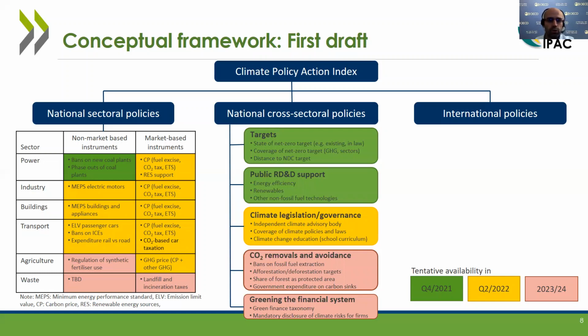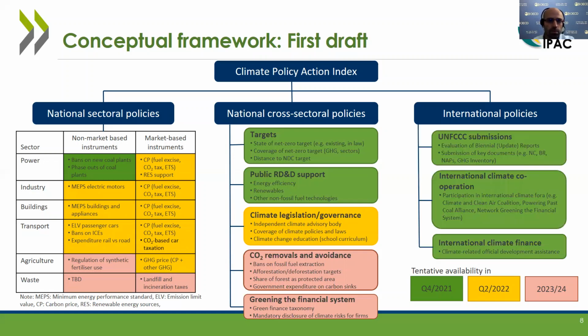And then finally, we have 2 modules where data is not yet readily available. That is CO2 removals and avoidance, so for example, afforestation and deforestation targets, and also greening the financial system, so whether a green finance taxonomy has been developed. And the last building block, international policies. Here data availability is rather good.